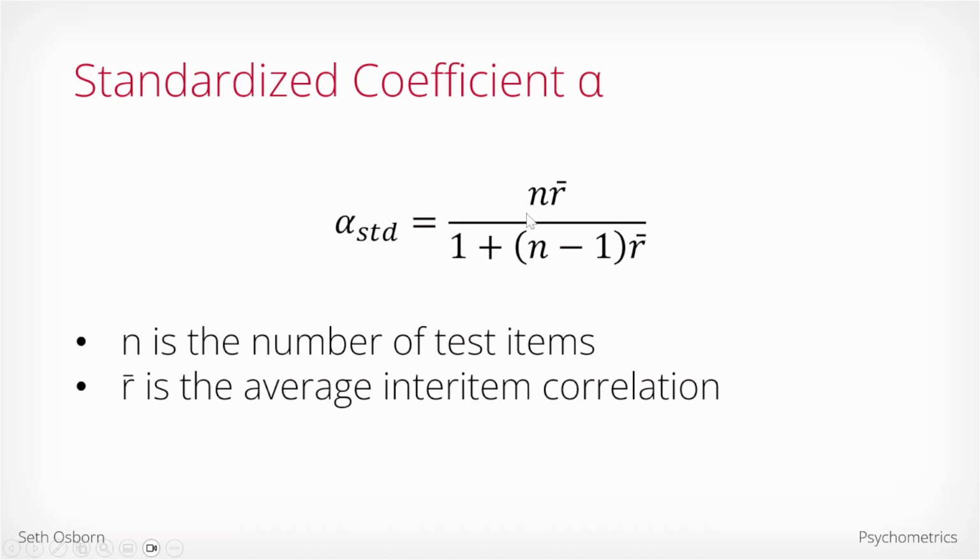N is the number of test items. And when you see a bar over a variable in this video, that means average. So this is the average correlation between pairs of items on the test.